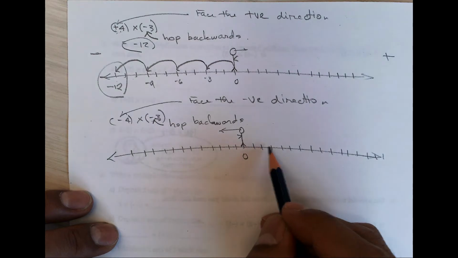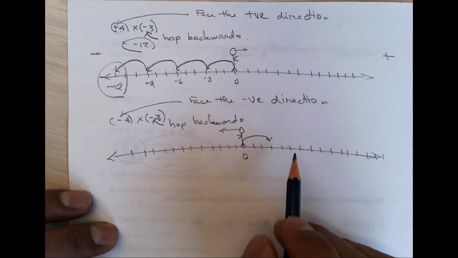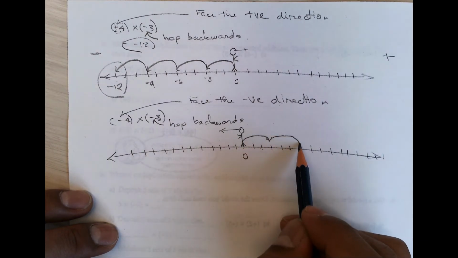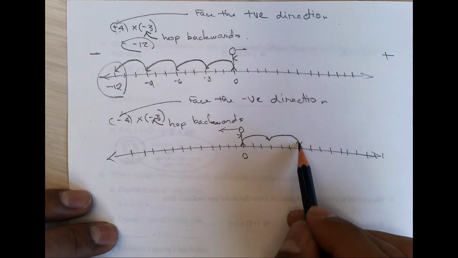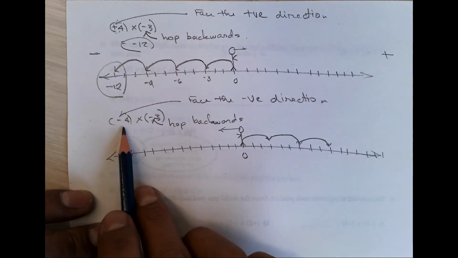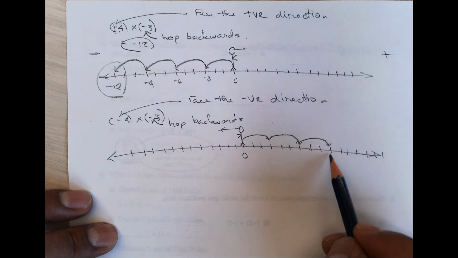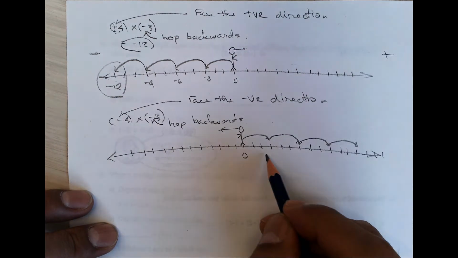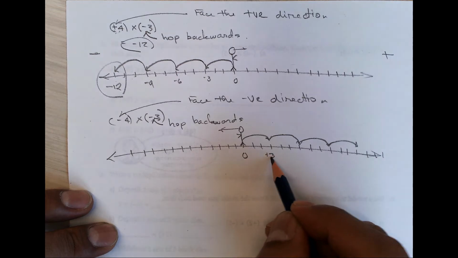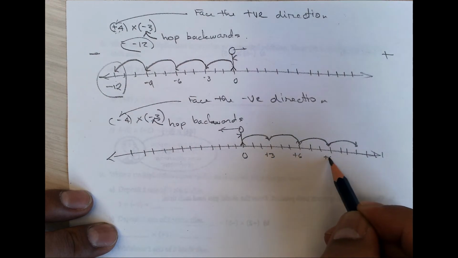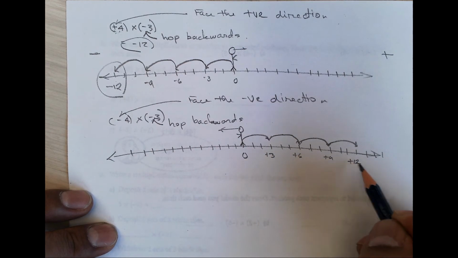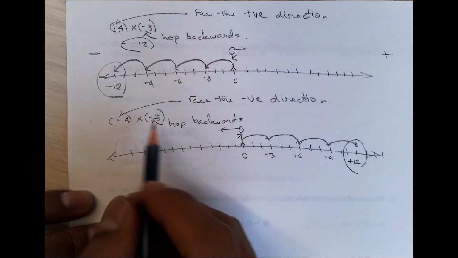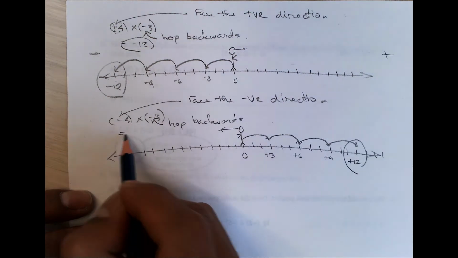1, 2, 3. We do this 4 times because that's how many times you want him to hop backwards. And where does he end up? This is negative. This is +3, +6, +9, +12. So the answer to this one is equal to +12.